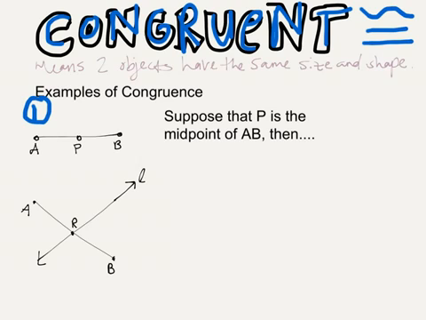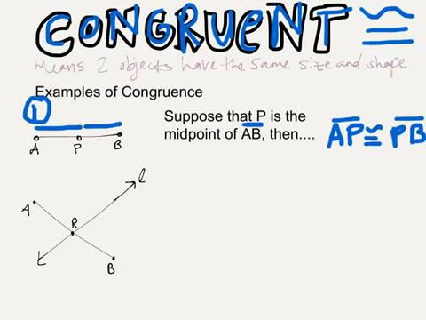Okay, a couple things I need to fix here. So AB, there we go. So suppose that P is the midpoint of AB. Well, then what could you conclude? Well, I hope you're thinking, then this section must be congruent to this section. Okay, how would we write that? AP, that's this first part, is congruent to the second part, PB. There you go.